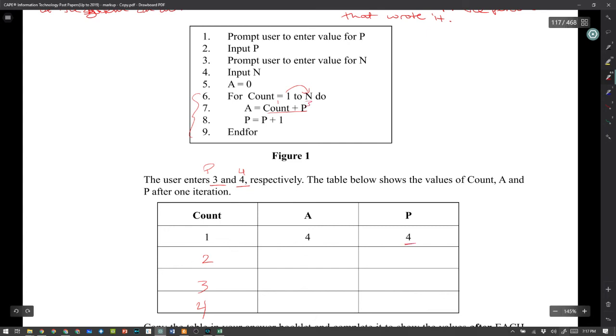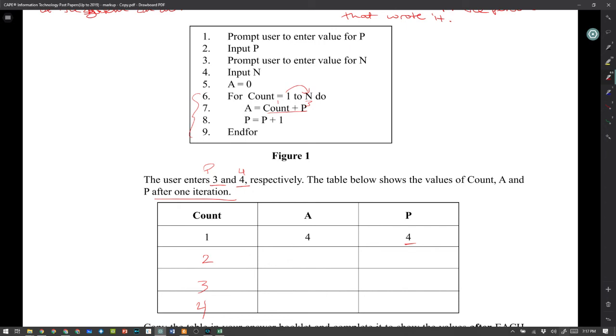They put that in for us already. P is equal to P plus 1. That goes up. A is 4. How did P get to 4? Oh, P is 3 plus 1, so we got 4. Oh, it says after 1 iteration. That's why. Okay, so after 1 iteration, we have 4 and 4.